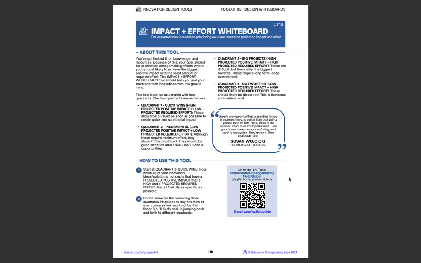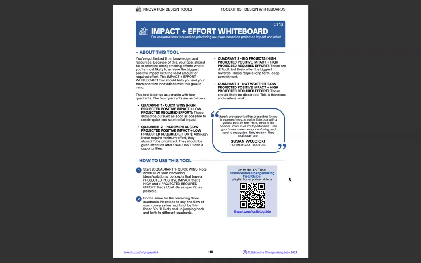Quadrant 2 is incremental. This is low projected positive impact and low projected required effort: low impact, low effort. Although these require minimum effort, they shouldn't be prioritized. They should be given attention after quadrant 1 and 3 opportunities. So you certainly want to pursue these, but sort of third down.